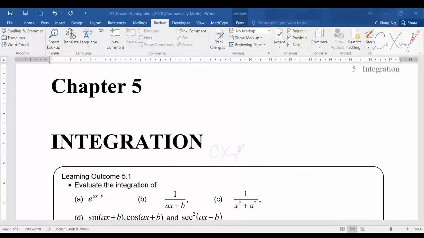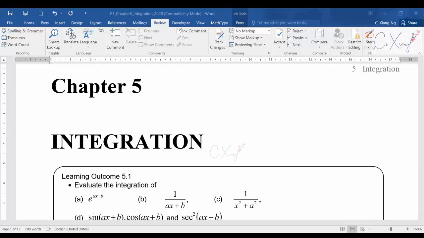Okay, so today we are going to start with our chapter 5. It is talking about integration, and in my opinion, this chapter actually is quite tough, because there are a lot of techniques and also a lot of integration rules that you need to know when you want to apply them in the past year exam questions.